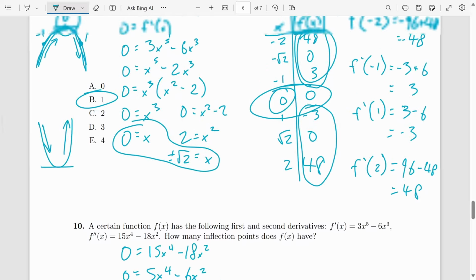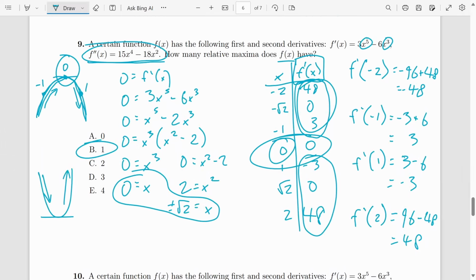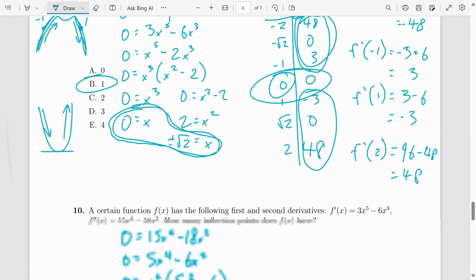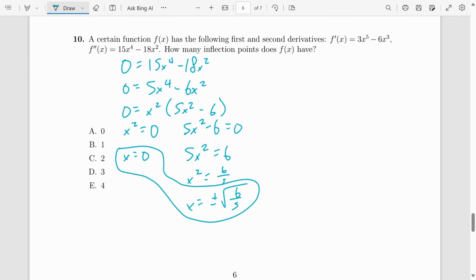We actually had to go ahead and do that back in question 9. We determined that there were three potential critical points, but we had to scrutinize further and see if those were minima or maxima. We kind of have to do the same thing here and figure out if these are actually inflection points. The cool thing is, though, this is the maximum number of inflection points that we'll have. So we'll have a maximum of 3 inflection points, so we can go ahead and automatically rule out answer choice E. So how do we go ahead and find out if these are inflection points or not?